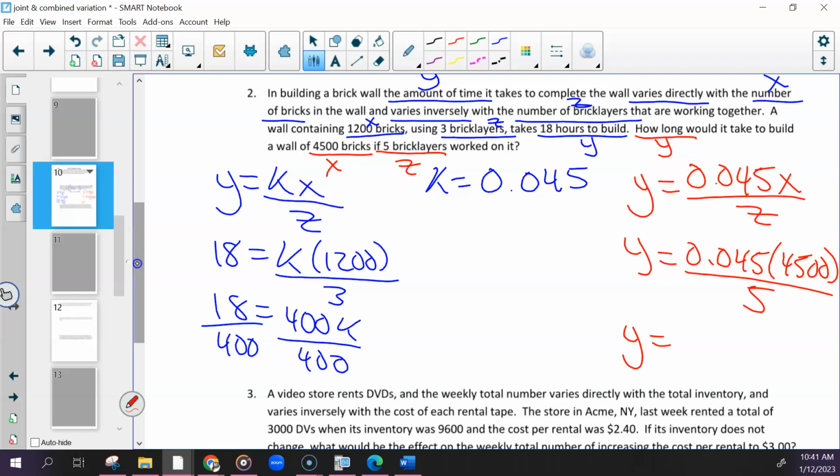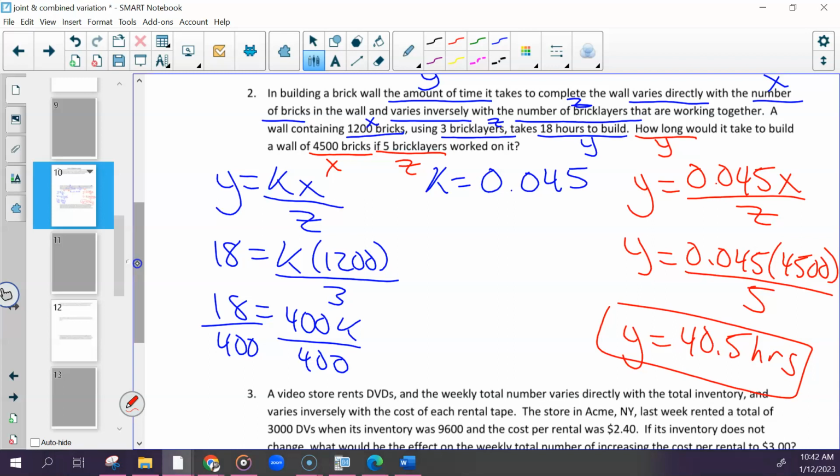40.5, and then what? 40.5 what? That would be our label. And make sure you get our labeling it so that you know exactly what it was asking you to find. Because I would be terrified if there were 40.5 bricklayers. Yeah. Half the log is kind of weird.